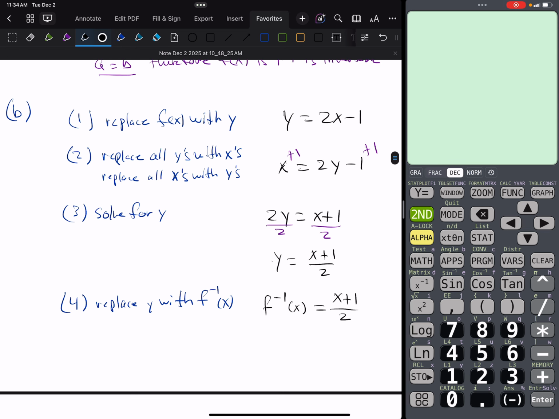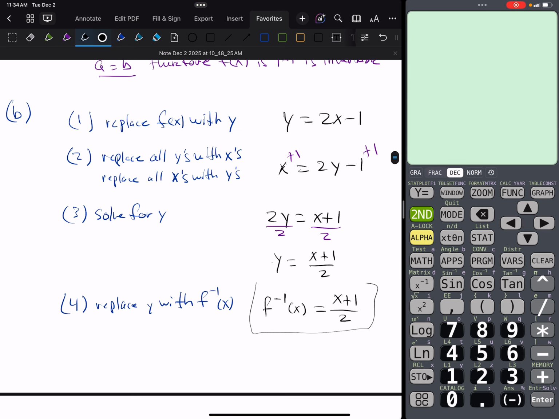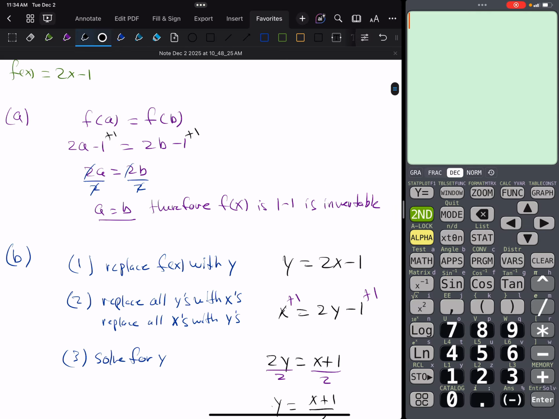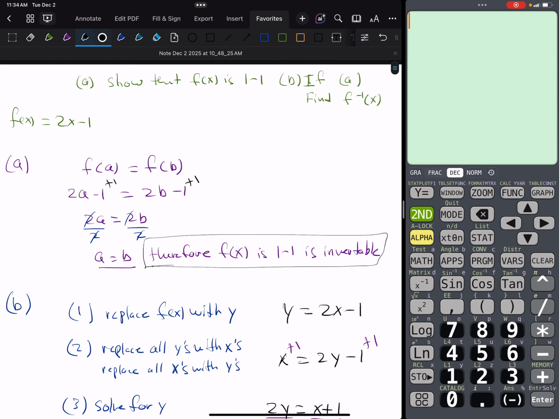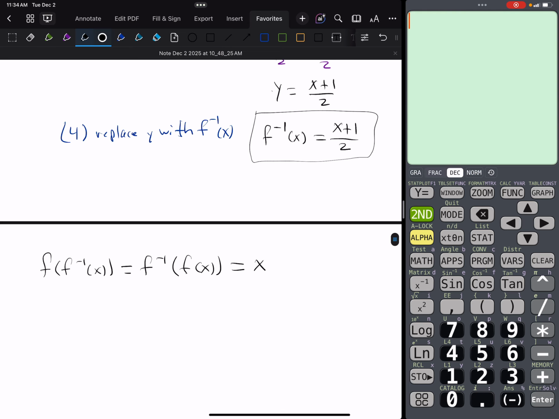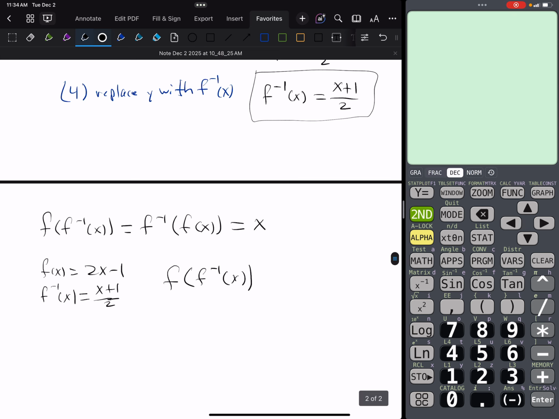And so if I want to check this, if I want to see if I did this right, this is the answer to part B, whereas this is the answer to part A. But this is checking my work, just making sure that I did this right. So if f of x is 2x minus 1, and I'm claiming that f inverse of x is x plus 1 over 2, then let's try f of f inverse of x. Let's evaluate that and see if we get x out.